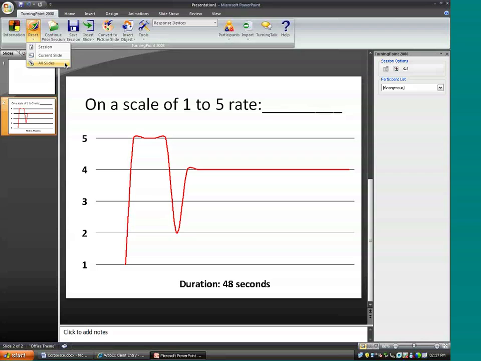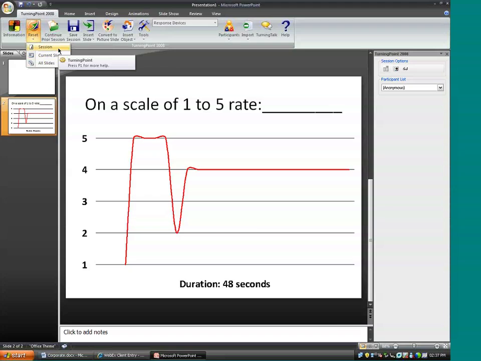Now, after the 10 a.m. class gets done, now I save the session. Because I just reset all slides and I didn't reset the entire session, that means that when I generate the reports, it's going to combine the results from both classes.